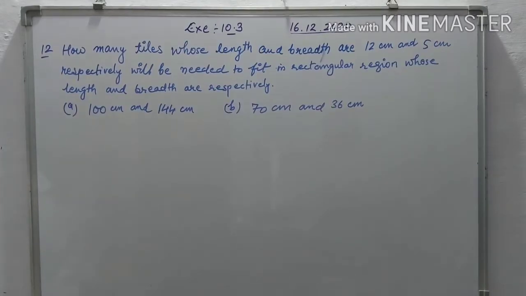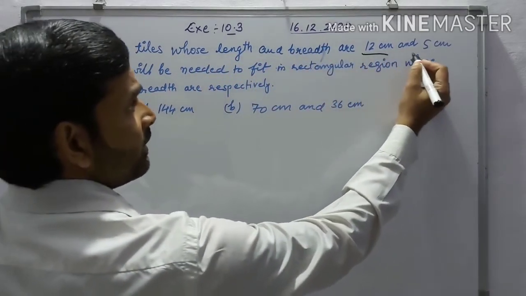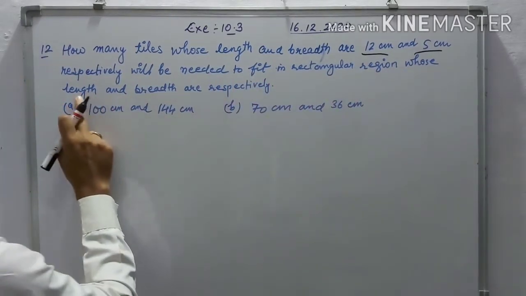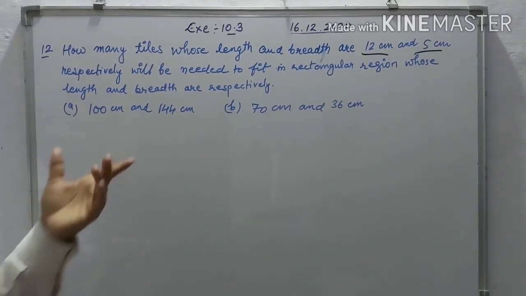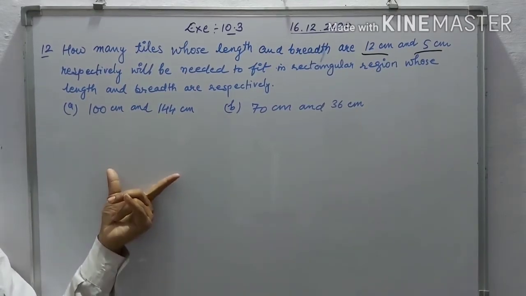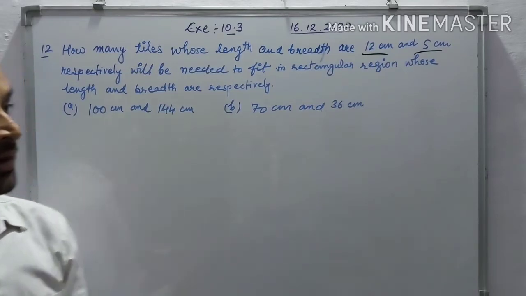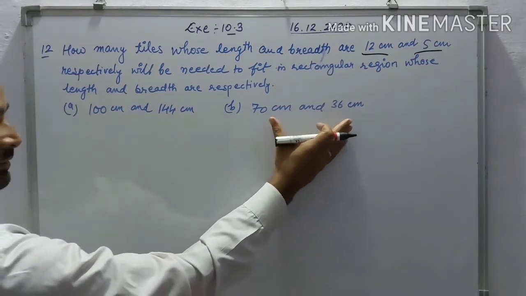Question number 12. Questions 10 and 11 are not solved; we have directly solved question number 12. Now question number 12: how many tiles whose length and breadth are 12 centimeters and 5 centimeters respectively will be needed to fit in a rectangular region whose length and breadth are given respectively? There are two parts. One land is 100 centimeters by 144 centimeters, and it is covered by tiles of 12 centimeters and 5 centimeters. So how many tiles will be required for this area and for the other area?